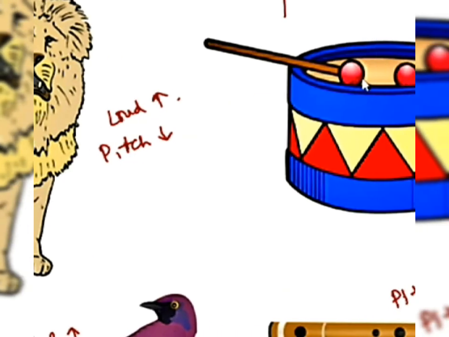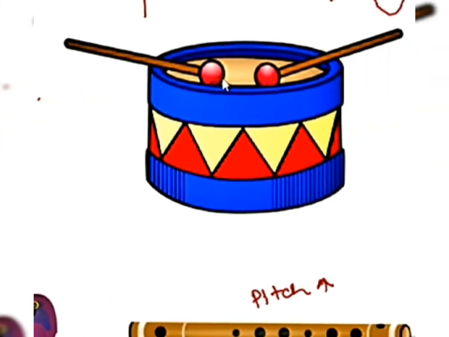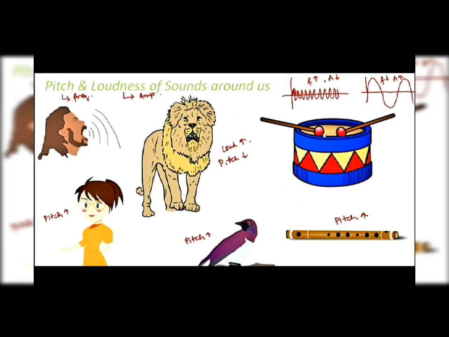Even if you take the example of a flute and a drum, in the case of a flute, pitch is more because the sound is very shrill, and in the case of a drum, it's loud, but shrillness is not there. It's rough, in fact, coarse. So, this is how you can identify the pitch and loudness of various sounds that you will hear around yourself.